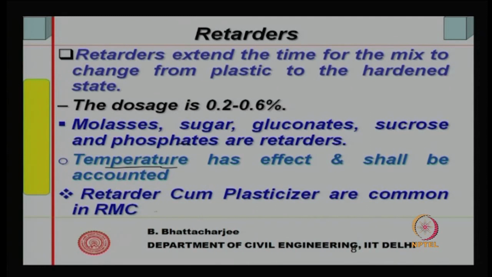These are common in RMC, as I said, because it is usually plasticizer cum retarder. RMC stands for ready mixed concrete, because you want somewhat longer slump retention. When you want to deliver the concrete at the site, the time required may be slightly higher, and therefore you like the slump to be retained. That is why you use retarder cum plasticizer, to minimize the water required, hence save on cement for the same strength.